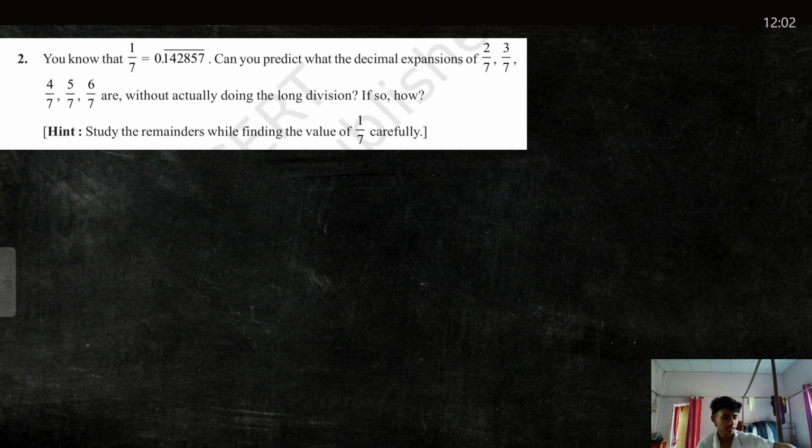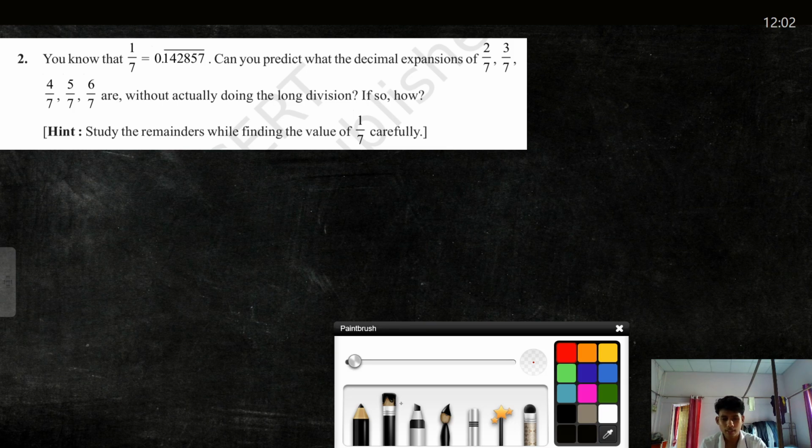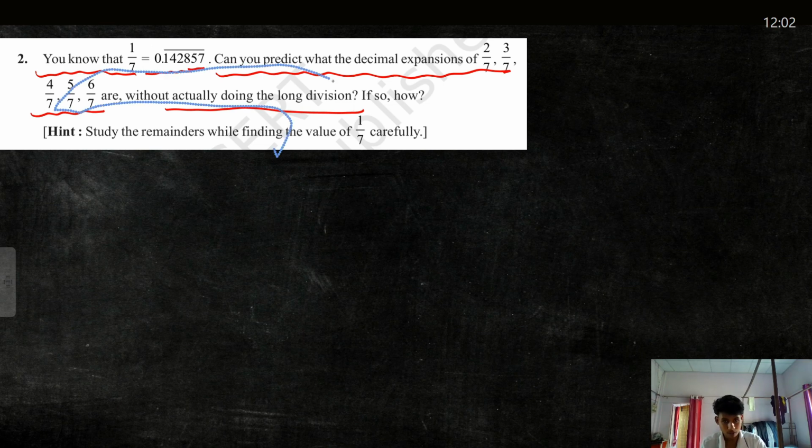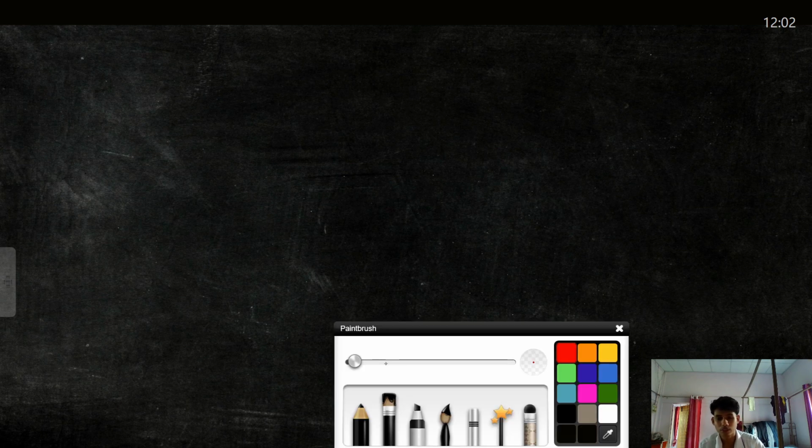Now comes the second question. The question says that you know that 1 by 7 is equal to 0.142857 bar. Can you predict what the decimal expansions of 2 by 7, 3 by 7, 4 by 7, 5 by 7 and 6 by 7 are without actually doing the long division? Okay, now I have to write the question again.